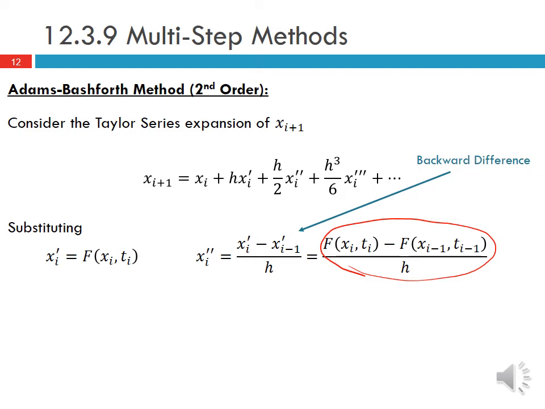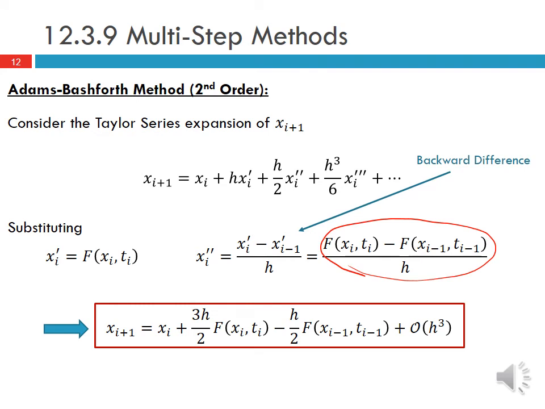So this allows us to write the series expansion as shown here. So x i plus 1 is equal to x i plus 3h over 2 f of x i, t i minus h over 2 f x i minus 1, t i minus 1 plus order h cubed.